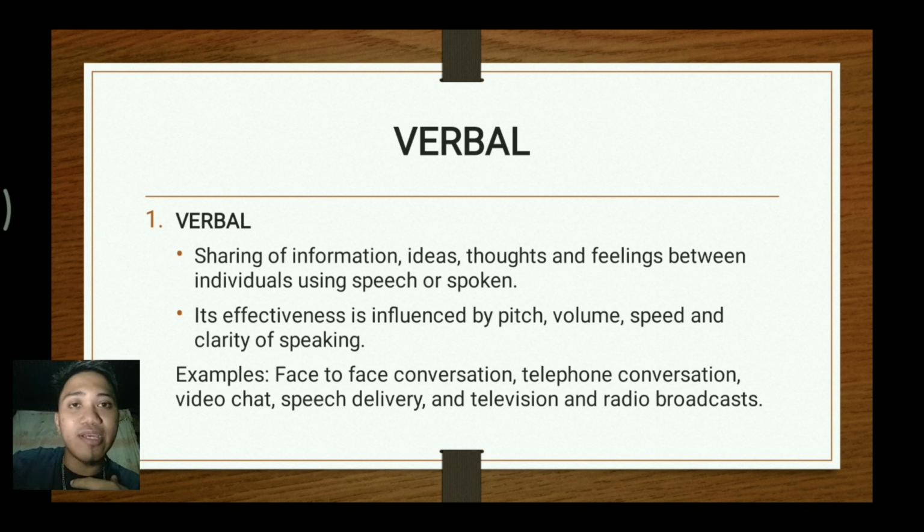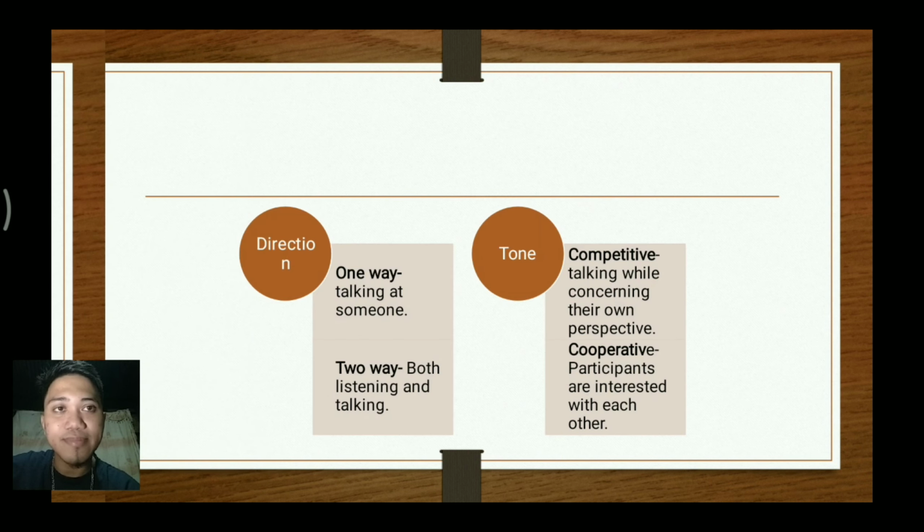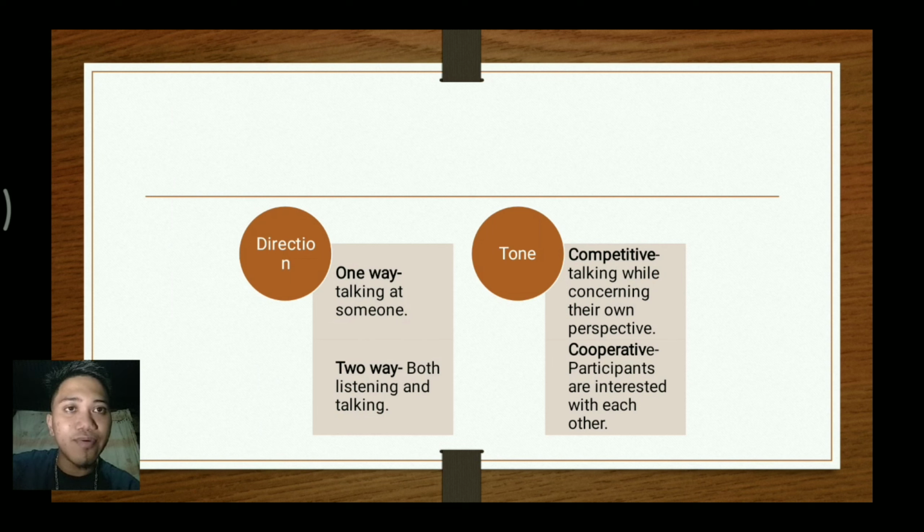That is very understandable when we are conversing with other people. That is a form of verbal communication. Video chats, though they are online, are still a form of verbal communication. A video chat, or in today's term, video call. And then we have direction and tone. For direction, we have one way and two way.